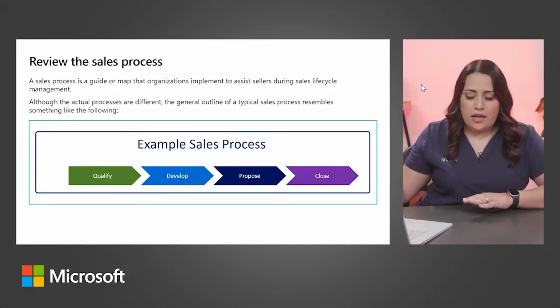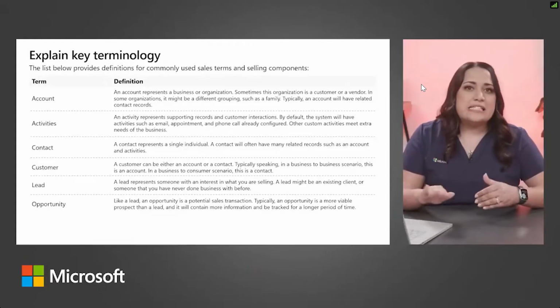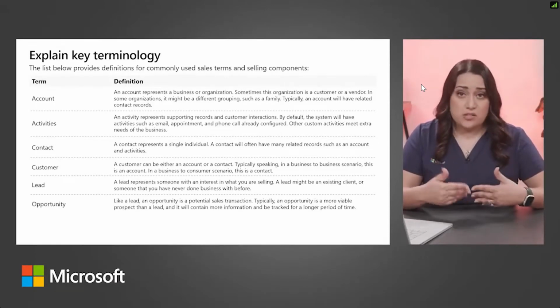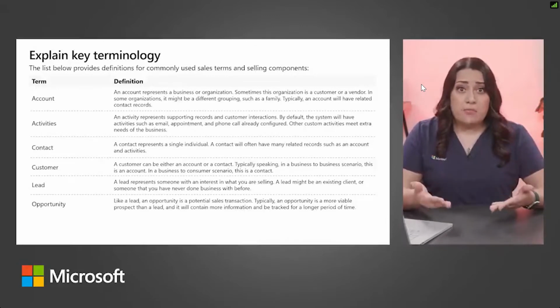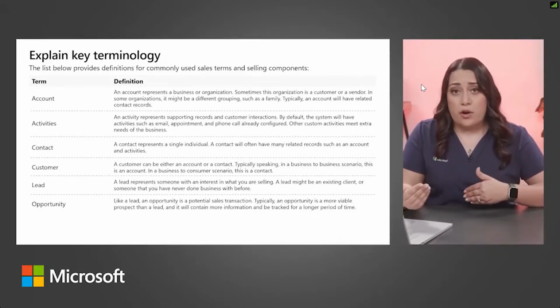Since this is fundamentals, a key component of the MB 910 exam is being able to identify and describe different components of the sales process. If you want to review any of these, please make sure that you check out the learning path at aka.ms/MB910. But let's just take 1 minute and review some of these terms. We've already discussed accounts, activities, contacts, as well as customers, both in Module 1 and in Module 2. These are going to work the same way in the sales module as well as the marketing module.